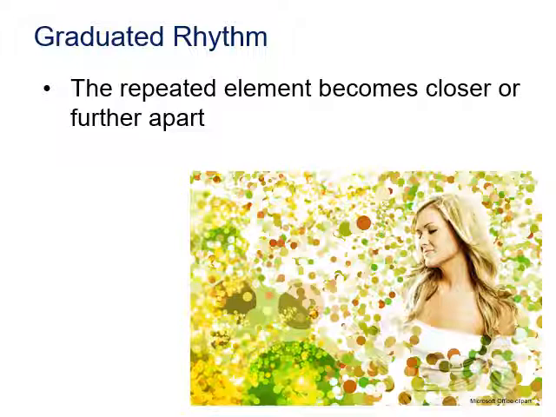So initially your eye is drawn to the model here on the right hand side, okay? But if you look outside and around her, you can see real close to her, it's very open. You don't see a lot of these little bubbles or spheres. And then as you get farther away, the bubbles get larger and also get closer together. And you see a lot less white space as you get farther. This is what we call graduated rhythm.